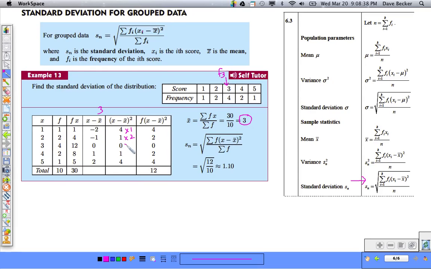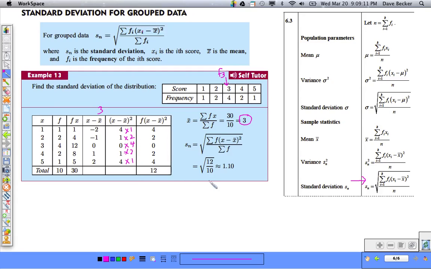Well, this turned out to be 0, so it really doesn't matter. 0 times 4 is 0. The data piece 4 occurred twice, so I multiply that by the frequency. I get 2. I think you get the idea. This would be times 1. That gives me the 4. And this is the sum of all of these. I divide, and that turns out to be 12. 4, 2, 2, and 4 is 12. I divide that by the sum of the frequencies: 1 plus 2 plus 4 plus 2 plus 1.